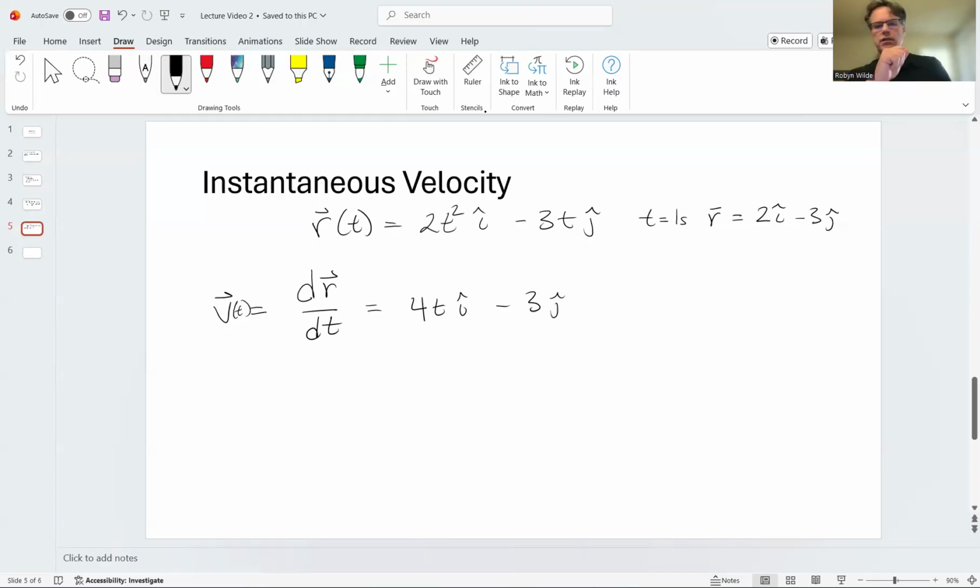Okay, so that's the definition of position, displacement, and instantaneous velocity in 2 or 3 dimensions. The next lecture, I will talk about acceleration.